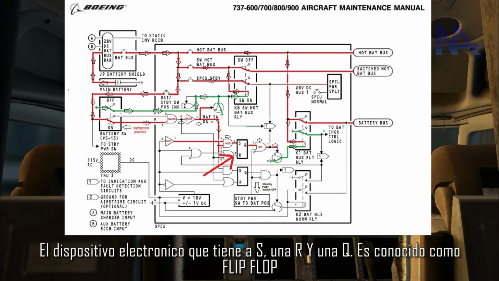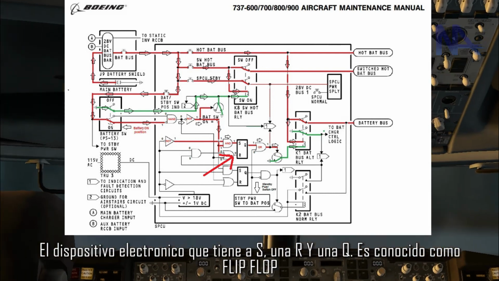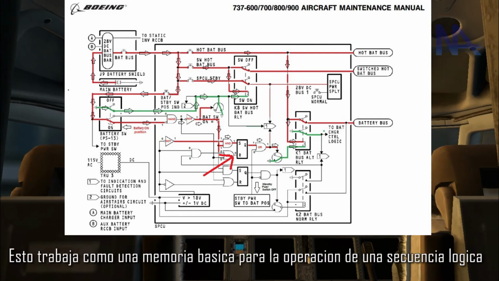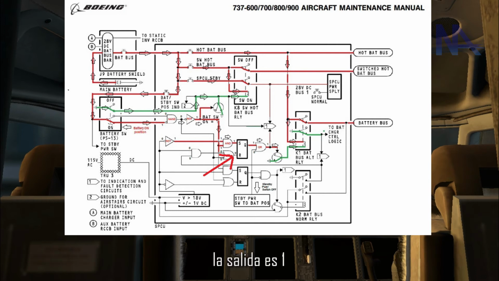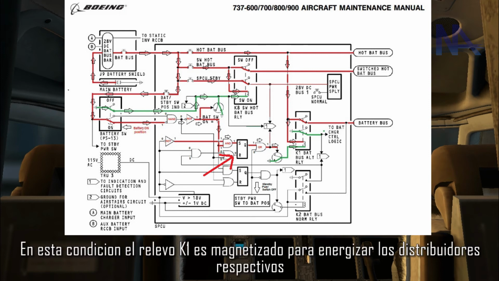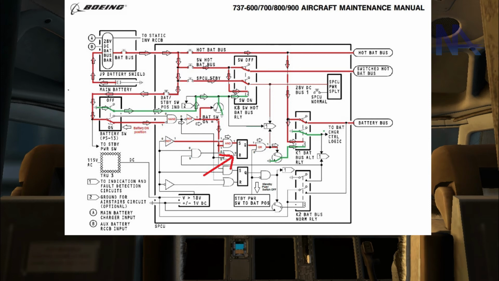The electronic device that has an S, an R, and a Q is known as a flip-flop. This works as a basic memory for the operation of a sequential logic. The output is 1, and in this condition the K1 relay is energized to power the respective buses.